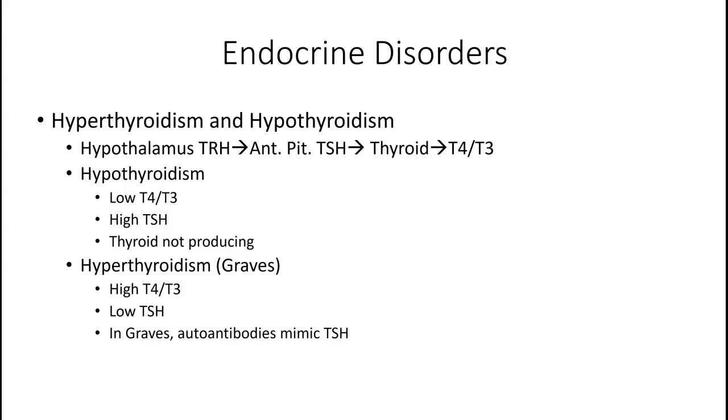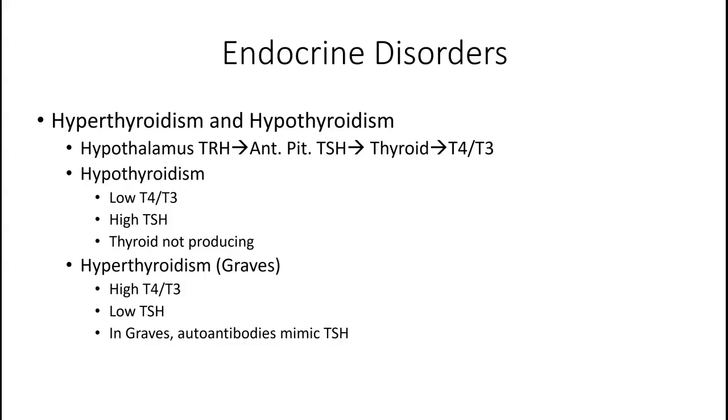Now, as a clinician, if you were to take blood work, of course, you would see low T4 and T3, but you would actually see high TSH. The reason for that is because the hypothalamus is getting word that the thyroid isn't producing enough T4 and T3. So it keeps telling the anterior pituitary to continue to secrete TSH. So because of that feedback system, we would actually see a high TSH. So for whatever reason, the thyroid just is not producing enough of that thyroid hormone.